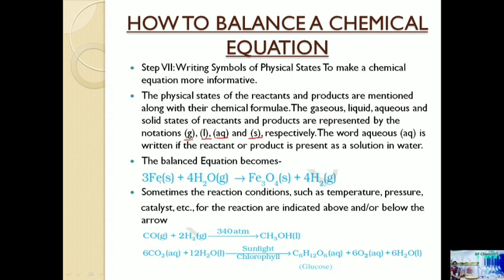Right? So this equation may be written as 3Fe(s) plus 4H2O(g) gives Fe3O4(s) plus 4H2(g). That means iron exists as solid and water as gas. Why gaseous? It indicates that in this reaction water is used in the form of steam. That is why g is written. And Fe3O4, ferrosoferric oxide, is in solid state, and 4H2, hydrogen, is in gaseous state.